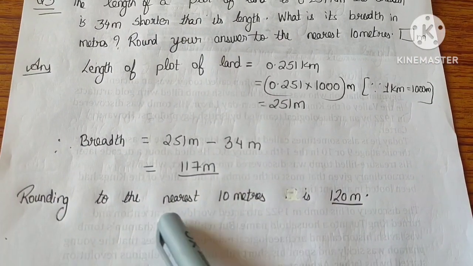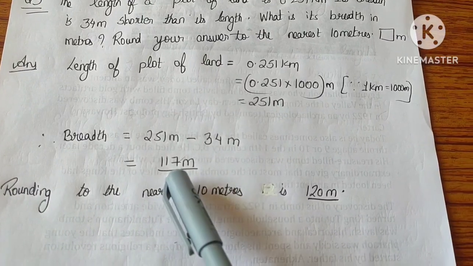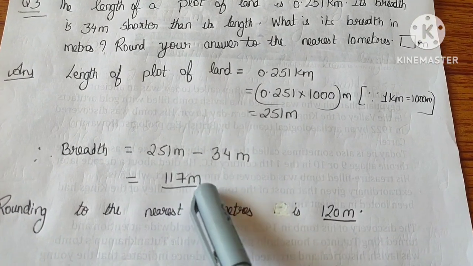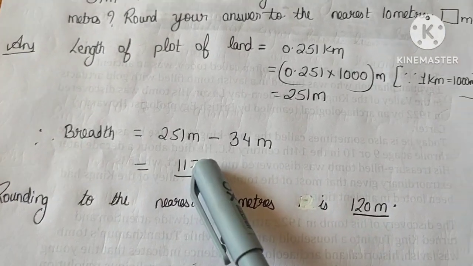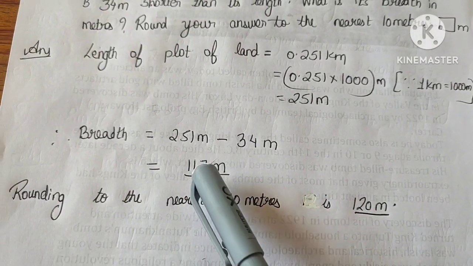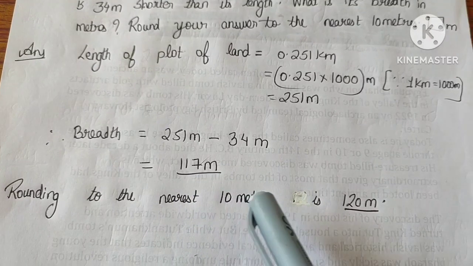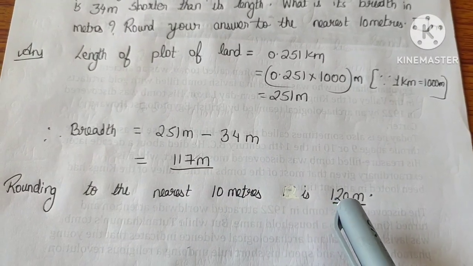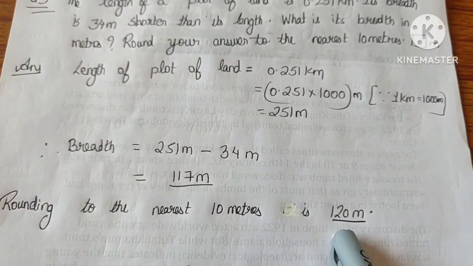Now rounding off to the nearest 10, that means when we round off 217 to the nearest tens, we would be checking the ones place. Ones place is here 7. 7 is greater than 5. So it will be rounded off to the nearest 10 meters, then my answer would be 220 meters.